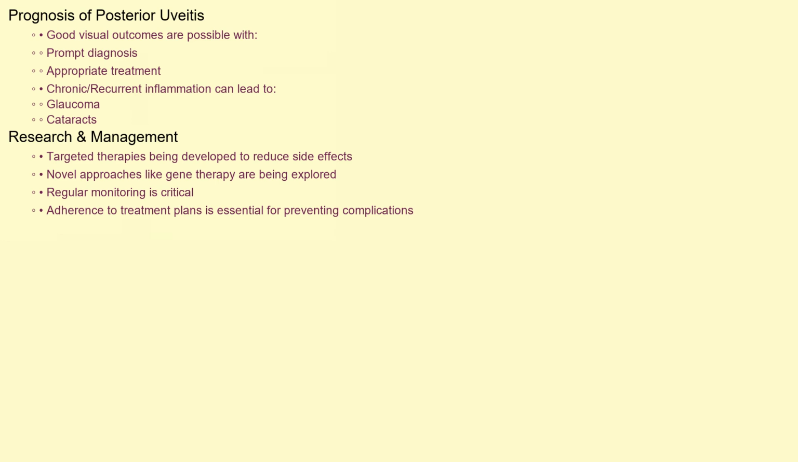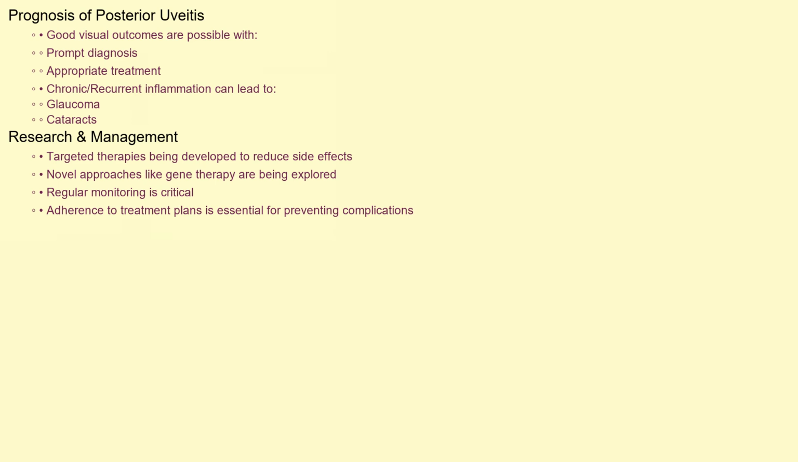The prognosis for posterior uveitis varies depending on the severity and underlying cause. With prompt diagnosis and appropriate treatment, many individuals can achieve good visual outcomes. However, chronic or recurrent inflammation can lead to complications such as glaucoma, cataracts, macular edema, and vision loss.